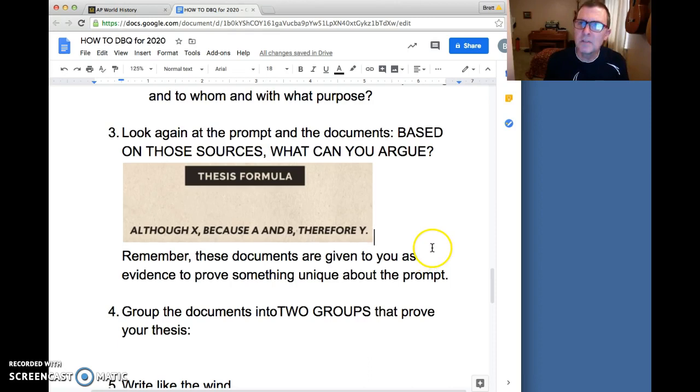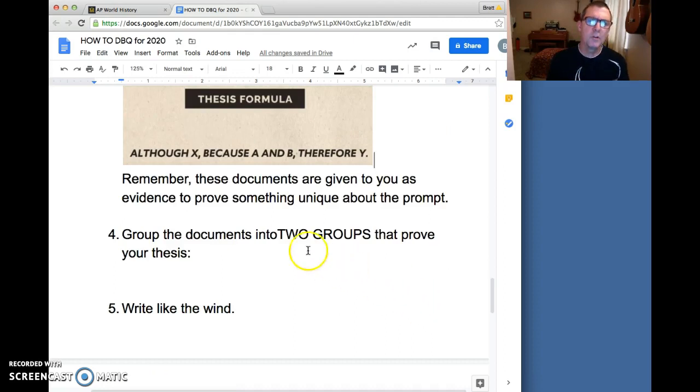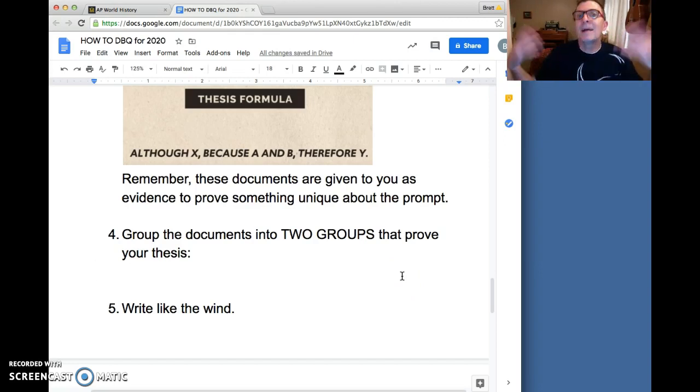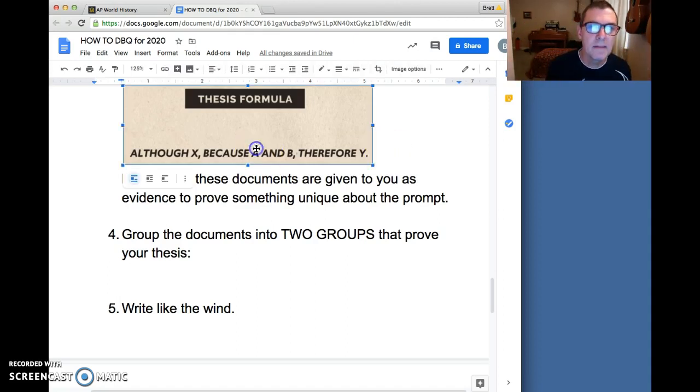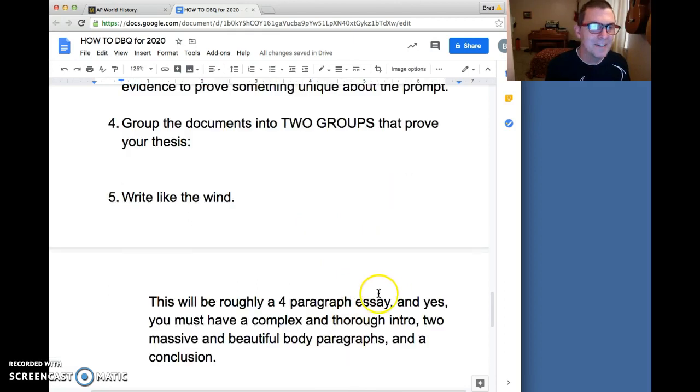Those documents also are given to you for a reason. They're given to you as evidence because they prove something about the prompt. So your job really is to take those documents and tell us what they prove. So then you're going to group the documents into 2 groups. Make sure that those groups prove your thesis. They're not just random groups, right? It's not my 2 favorite bands. No, it is 2 groups that help prove the thesis. Yes?